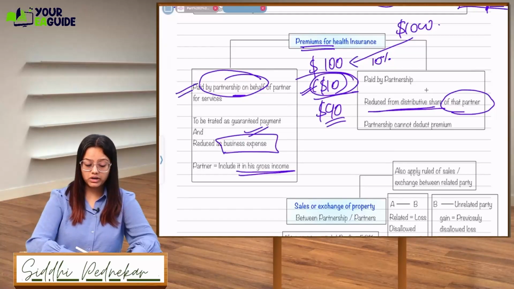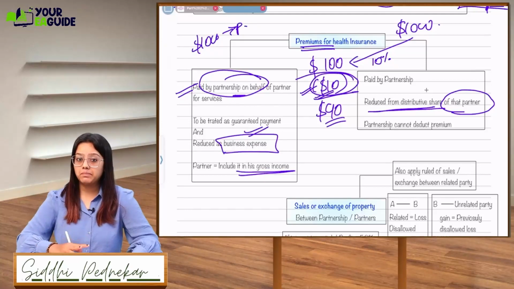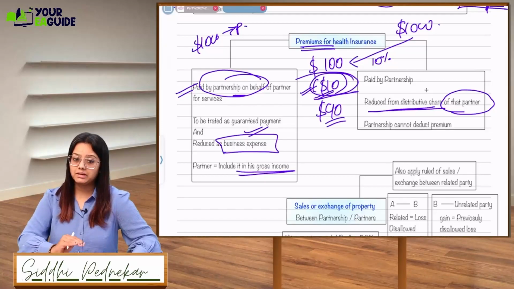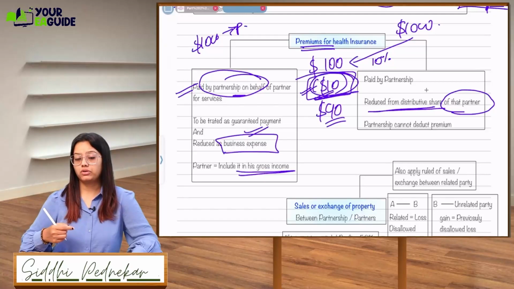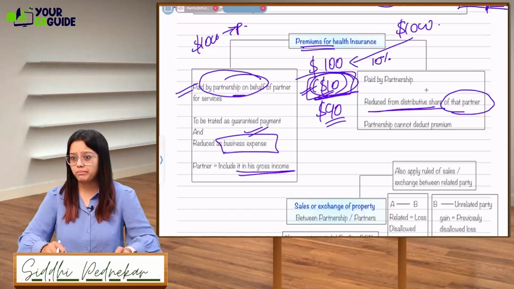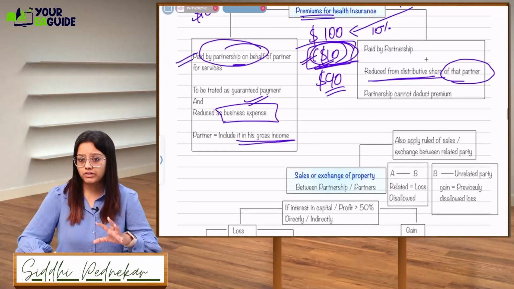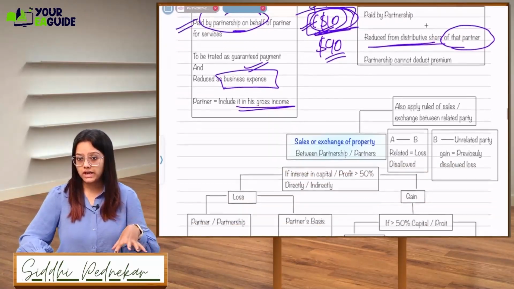In this scenario, what is happening? The $100 is totally paid to the partner, so the $10 premium is paid out of pocket by the partnership firm. Whatever is paid out of pocket by the partnership firm, they will have to include as an expense, and on the other hand, the partner will include it in income. I hope you remember this example. Those who have done the class in the regular session, we have already concluded this whole scenario concept.